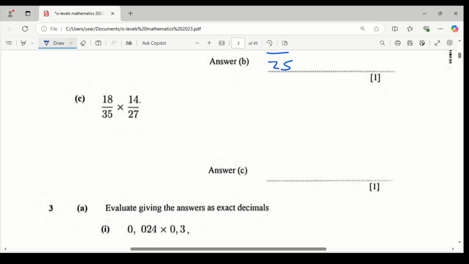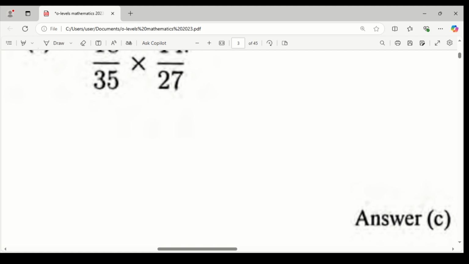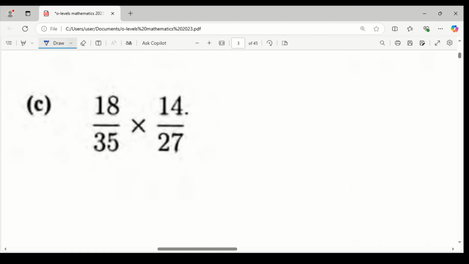We can move on to the next question, which is number 2C. Number 2C is saying 18 over 35 times 14 over 27. In order to simplify this, you use cross multiplication. You look for a certain number that can divide the diagonals. We have got this diagonal and that diagonal, right? So those are the diagonals that we have.